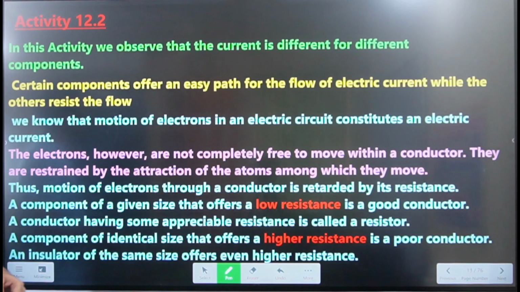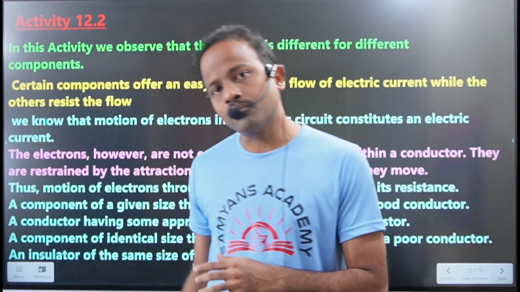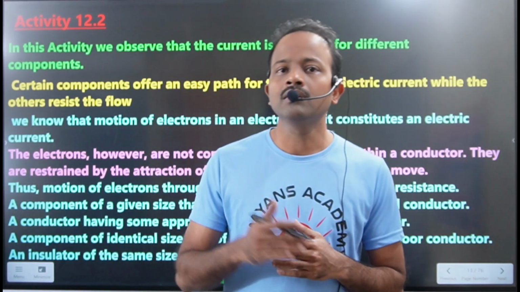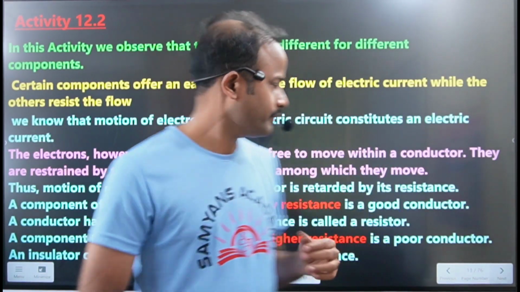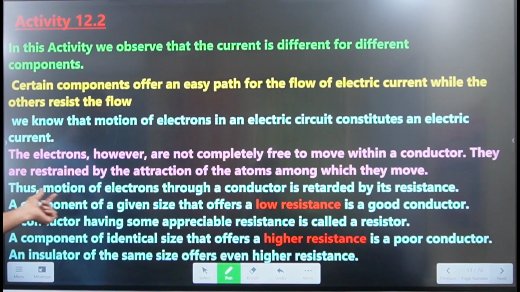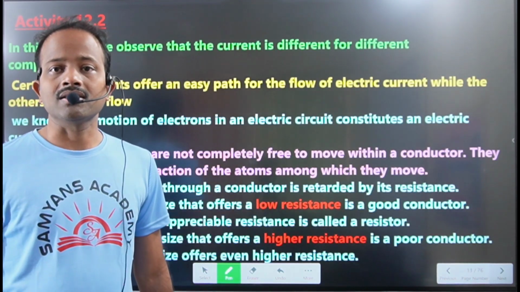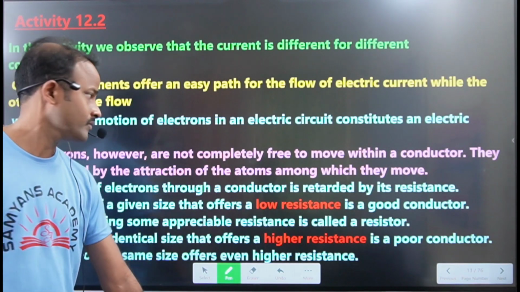The electrons, however, are not completely free to move within a conductor. They are restrained by the attraction of the atoms among which they move. Restrain means అడ్డుకోబడడం. చార్జ్ మూవ్ అవుతున్నప్పుడు మెటల్ అయాన్స్ ఆ చార్జ్ని అడ్డుకుంటూ ఉంటాయి. అడ్డుకోవడం వల్ల ఫ్లో ఆఫ్ చార్జ్ అనేది మెల్లిగా తగ్గుతుంది. Thus, motion of electrons through a conductor is retarded by its resistance. చెప్తున్నాను కదా. So motion of electrons ఏమవుతుంది, రిటార్డ్ చేయబడుతుంది.